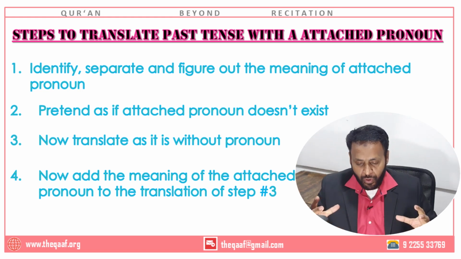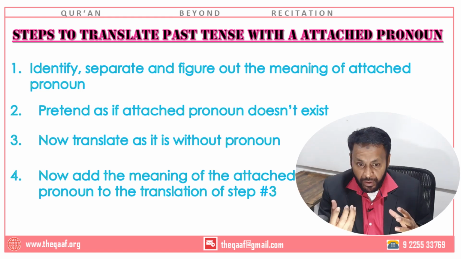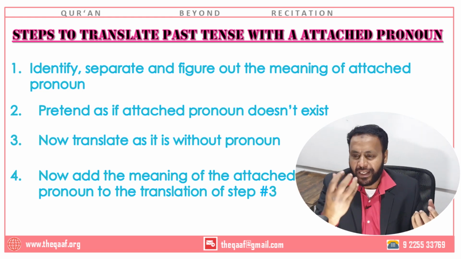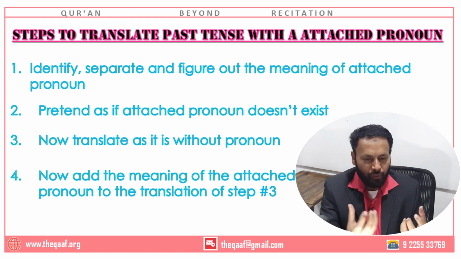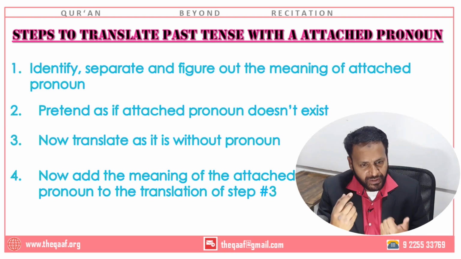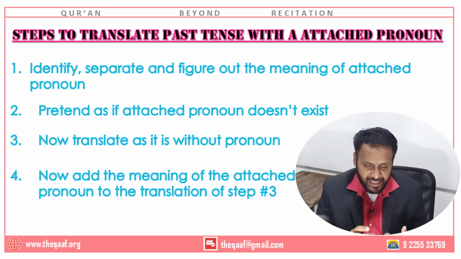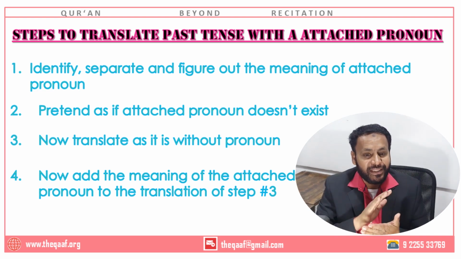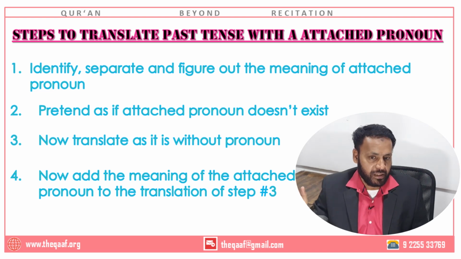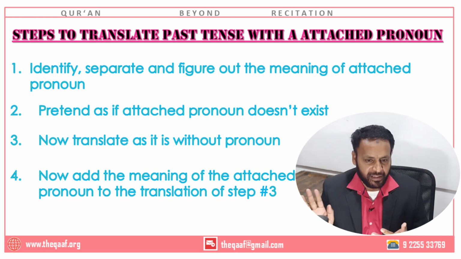Okay, so whenever you have a situation where you have a verb and a pronoun is attached to it, first we should identify, okay, this is a pronoun and this is the verb. This is where the verb ends and this is the pronoun part. That's the first thing. Okay, what's the second step? The second step is you have to assume that the attached pronoun does not exist. I don't see it. It's not there. That's what you have to assume.